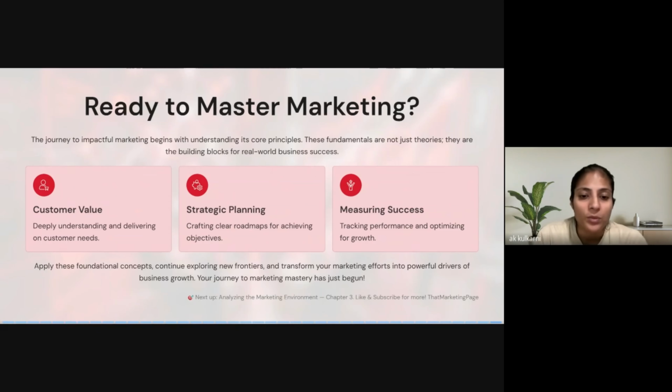Up next, we would be analyzing the marketing environment, which is the environment outside the organization, the market.